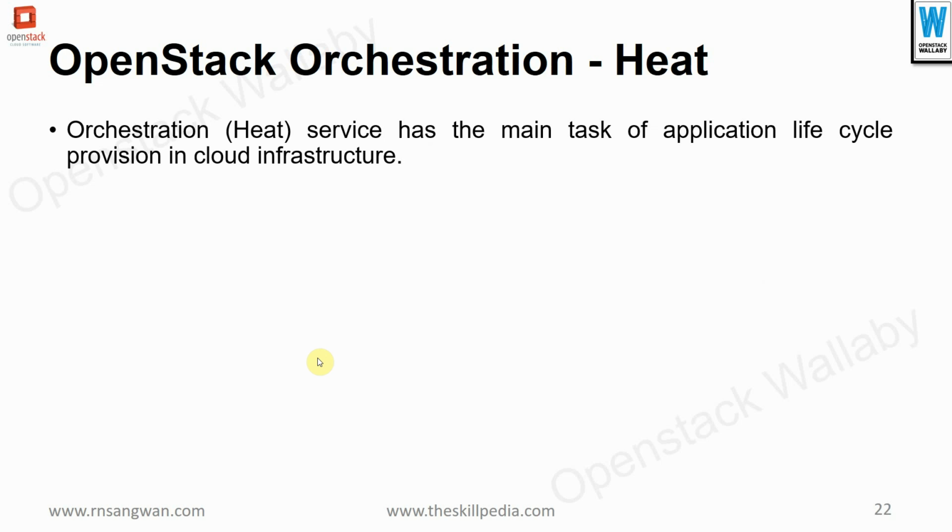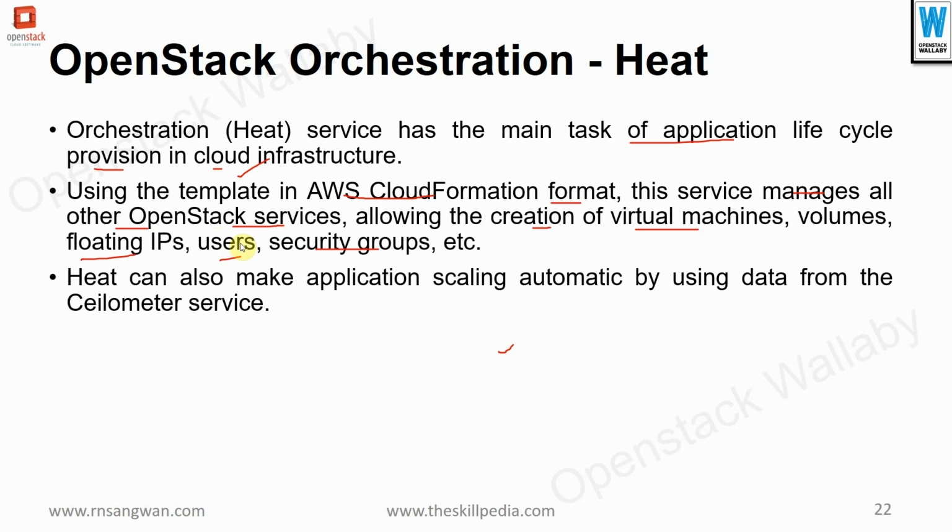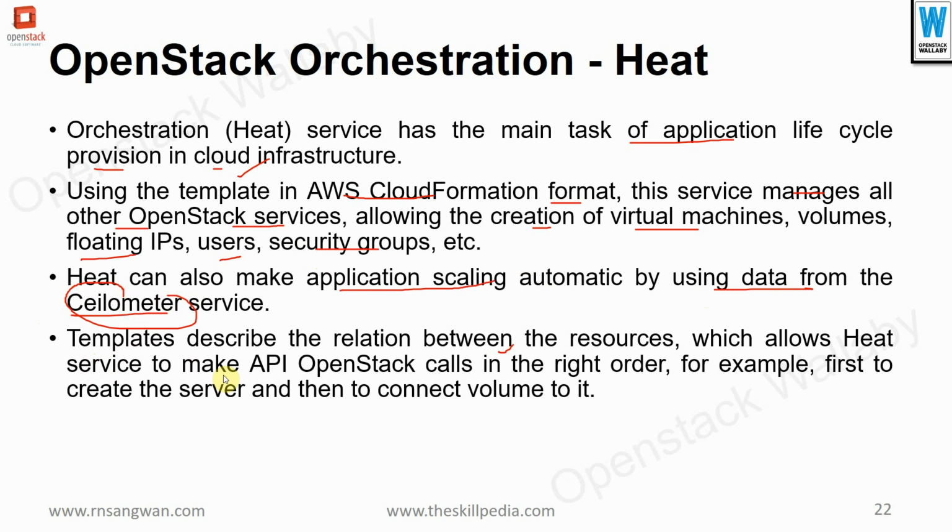Then we have the orchestration service, Heat. The orchestration service has the main task of application lifecycle provisioning in cloud infrastructure. Using templates in AWS CloudFormation format, this service manages all other OpenStack services, allowing the creation of virtual machines, volumes, floating IPs, users, security groups, etc. Heat can also make application scaling automatic by using data from the Ceilometer service, which is the metering service. Templates describe the relations between the resources, which allows the Heat service to make OpenStack API calls in the right order. For example, first to create the server and then to connect a volume to it.